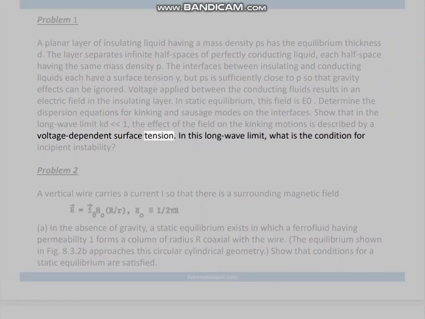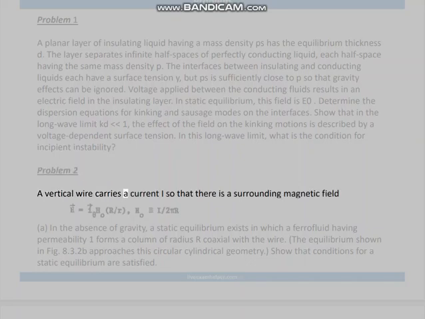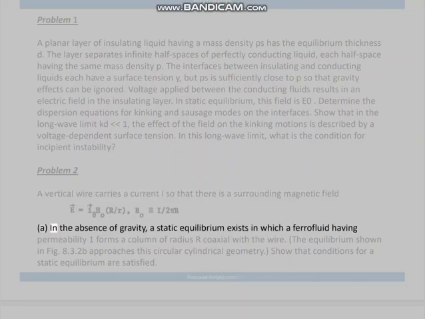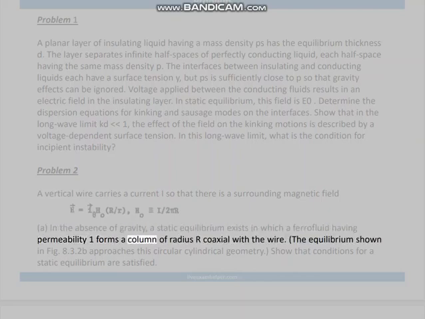In this long-wave limit, what is the condition for incipient instability? Problem 2. A vertical wire carries a current I so that there is a surrounding magnetic field. A. In the absence of gravity, a static equilibrium exists in which a ferrofluid having permeability μ forms a column of radius r coaxial with the wire.